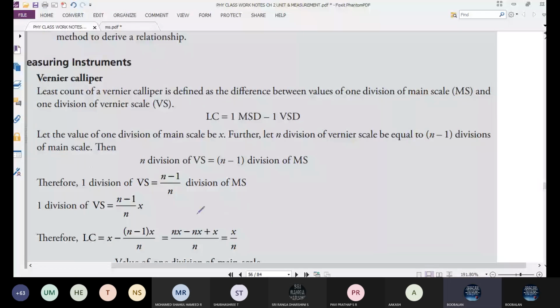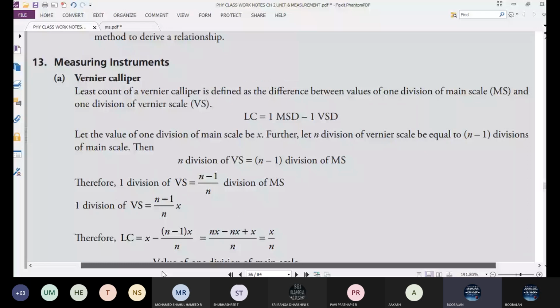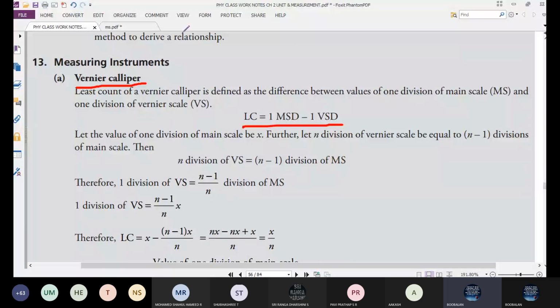Okay, next one, Vernier caliper. The least count formula is 1 MSD minus 1 VSD. MSD means main scale division, minus VSD, Vernier scale division. So now we want to know what the main scale is and what the Vernier scale is.